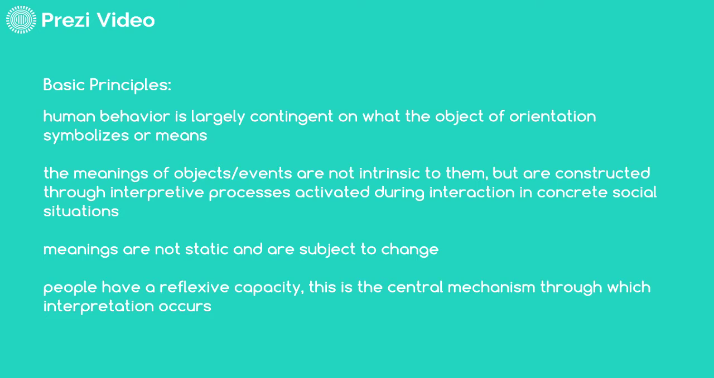This is a little elaborated and more contemporary representation of the basic principles of symbolic interactionism, similar to what Blumer described. One, human behavior is contingent on the object of orientation, what it symbolizes and what it means to us. And the meanings of objects and events are not intrinsic to those things themselves, but rather are constructed through interpretive processes. And that the meanings that we make are not static and are always subject to change. And that because people have the capability of being reflexive, that's the central mechanism through which interpretation, change, and new meanings occur.